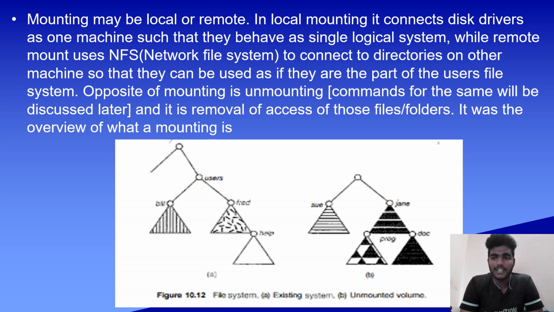The commands for the same will be discussed later. It is the removal of access to those files or folders. That was the overview of mounting.